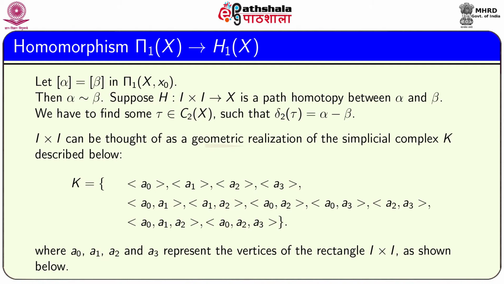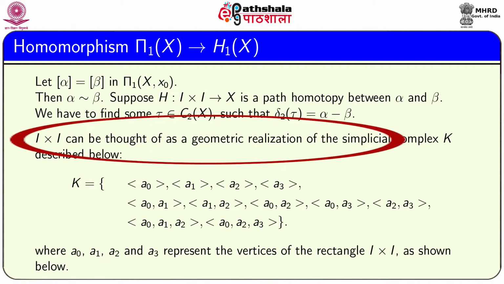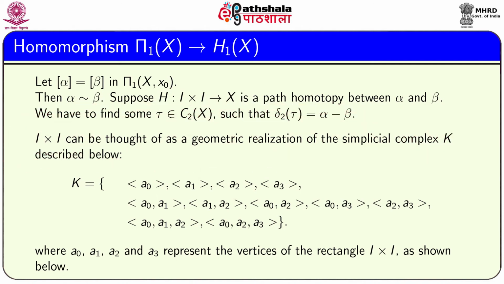Now, I cross I is a rectangle. We can think of that rectangle as the geometric realization of a simplicial complex K described here, having the vertices as A0, A1, A2, A3, the one simplexes as A0 A1, A1 A2, A0 A2, A0 A3, A2 A3, and the two simplexes as A0 A1 A2 and A0 A2 A3.